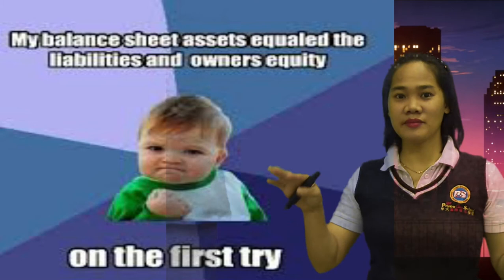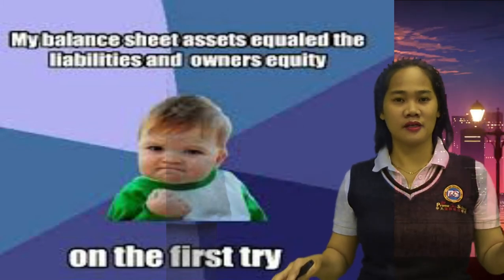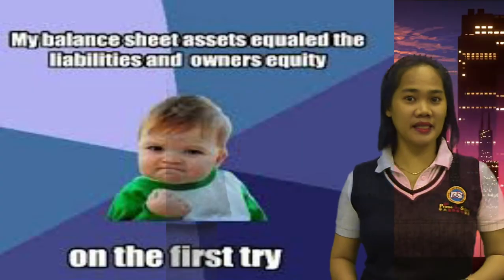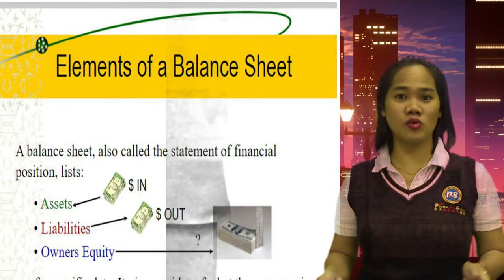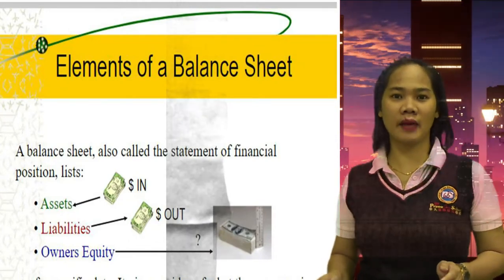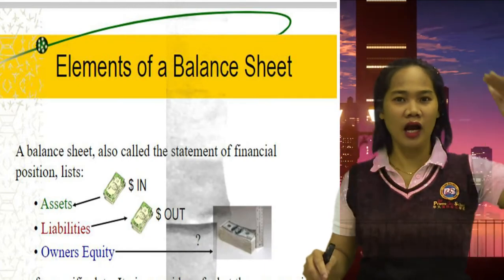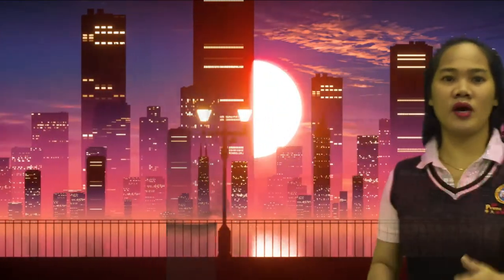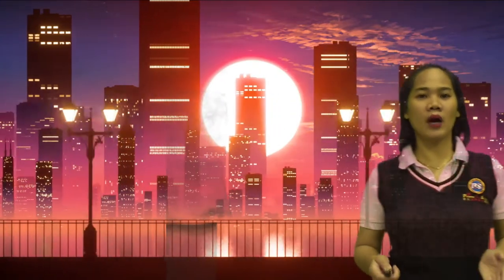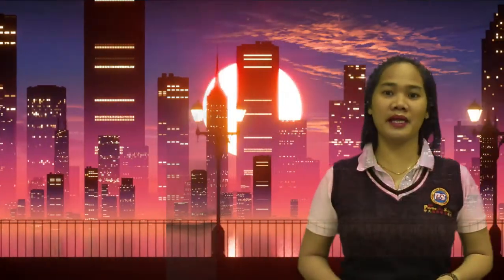So let's continue with the elements of the balance sheet. Remember, the balance sheet must always be balanced with the assets, the liabilities, and our capital. Assets means money in, liabilities means money out, and it equals our owner's equity or our capital. Most commonly the assets are on the top, and the liabilities and owner's equity or capital are usually on the bottom. So again, let's have a look at the simple balance sheet format.